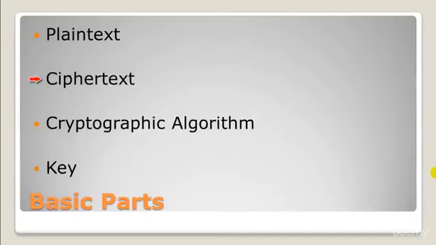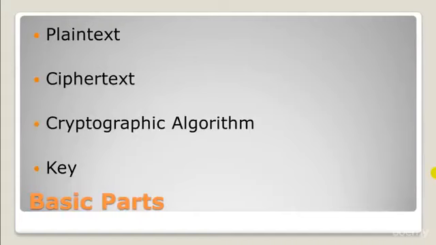A ciphertext represents a plain text rendered unintelligible by the application of a mathematical algorithm. Ciphertext is the encrypted plain text that is transmitted to the receiver. After that, we have the cryptographic algorithm. That's a mathematical formula which is used to scramble the plain text to yield the ciphertext. Converting plain text to ciphertext using the cryptographic algorithm is called encryption, and converting the ciphertext back to plain text using the same cryptographic algorithm is called decryption.